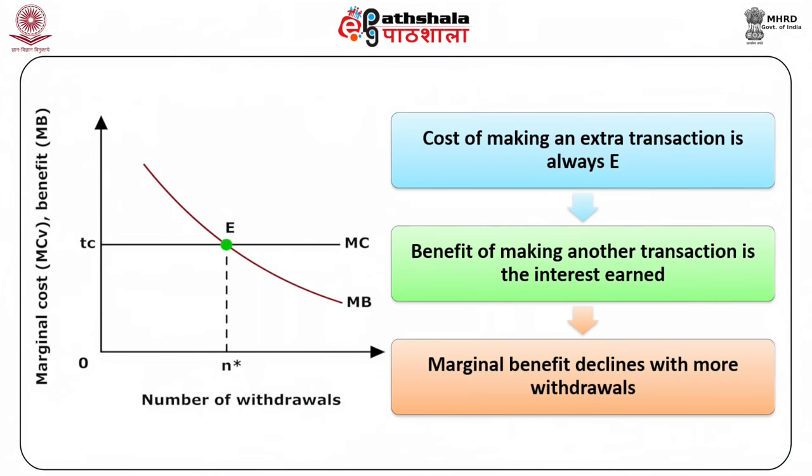The optimum number of visits per month to the bank can also be shown in the following diagram. The cost of making an extra transaction is always F. This is the marginal cost of making another transaction, given by MC. The benefit of making another transaction is the interest earned by keeping that extra money in the bank, which is withdrawn now, and keeping lesser money balances in hand. This interest earned is the marginal benefit from this additional transaction, denoted by MB in the diagram. This marginal benefit declines with more withdrawals made, and hence we have the downward sloping marginal benefit schedule. The optimum number of visits to the bank, that is N star, is given by the intersection of the marginal cost and marginal benefit schedule, clearly denoting the cost minimization exercise of the individual.